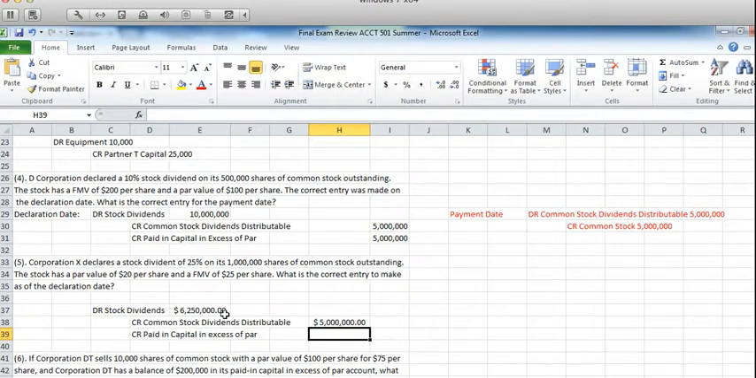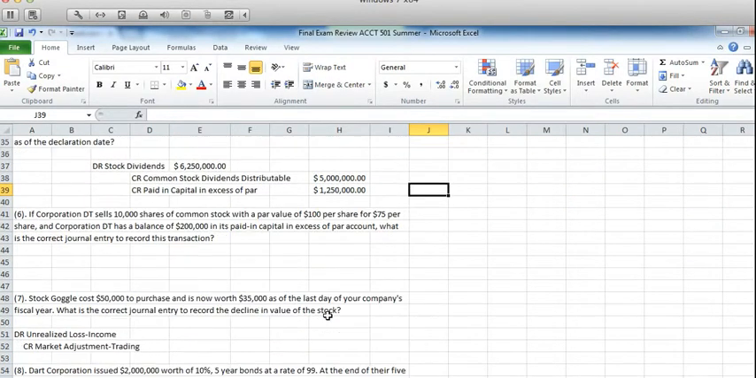So the difference between fair market value and par value, and we can see just by looking at that that it's $1,250,000. Okay, and again, if I was going to go through and look at the payment date, I would follow this format here, and it would only be the par value that I was concerned with in filling out the rest of that journal entry.